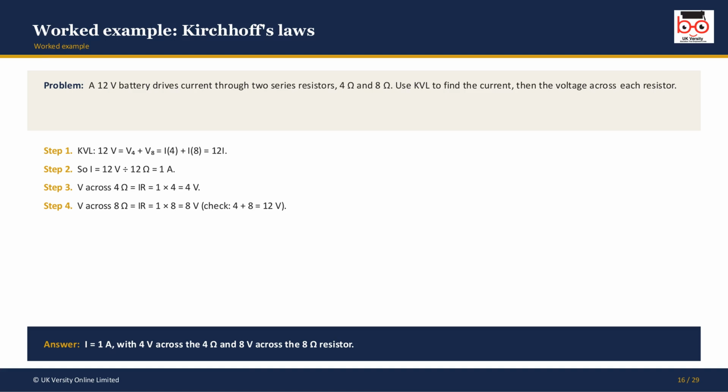Then the voltage across the 4 ohm is 1 times 4, that's 4 volts. And across the 8 ohm, it's 1 times 8, so 8 volts. And reassuringly, 4 plus 8 gives us back our 12 volts.